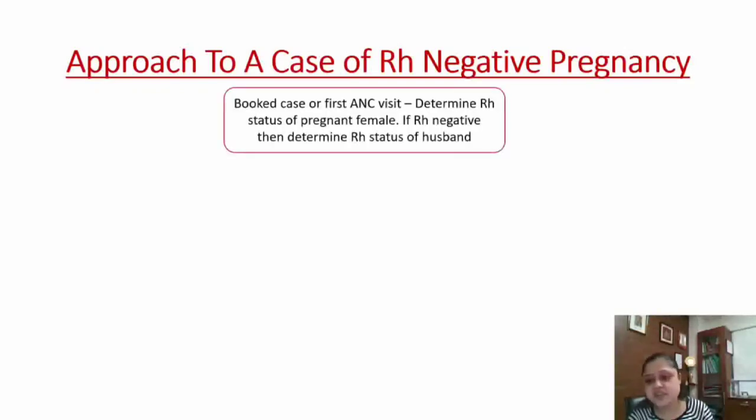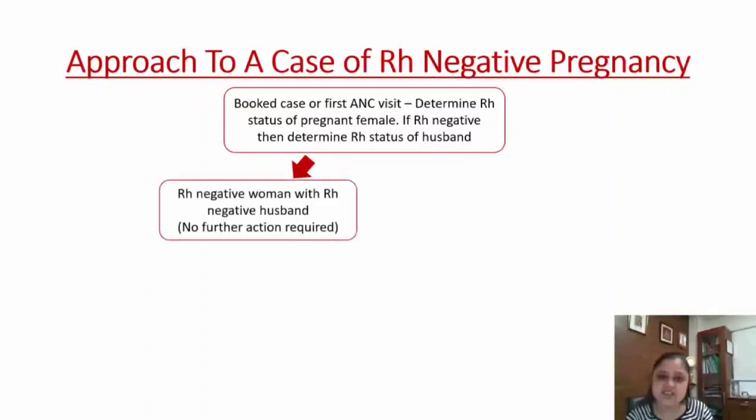Now, let us understand how we should approach a case of Rh negative pregnancy. Whenever a pregnant female approaches for antenatal care, whether it's a booked case or first antenatal visit, we should firstly determine the Rh status of that pregnant female. If Rh negative, then we should determine the Rh status of her husband. Let's see what all possibilities are there.